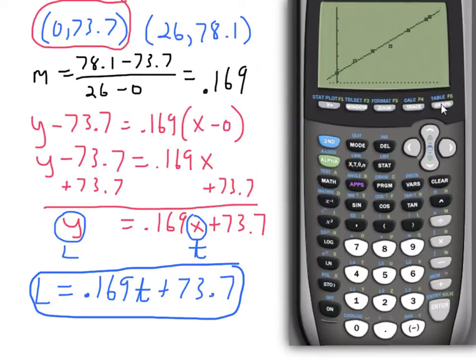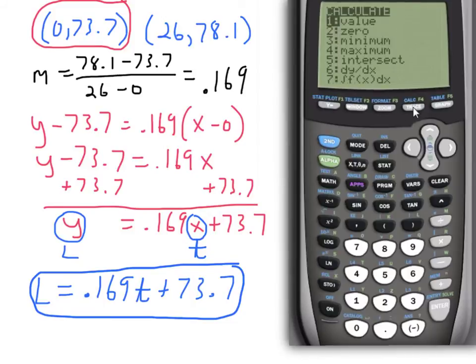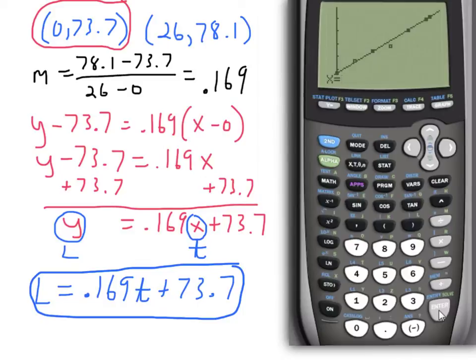And now to check that the two given ordered pairs that we used to create this line are on there, we'll do second trace, and then we'll use the value command, number 1, which is the very top one. And we'll just enter in the x coordinate that we want to use. We're going to use 0 for this first point. And when we hit enter, it should give us the 73.7, which you see it does. That confirms that that point is on the line, and you can see it's blinking at that point.